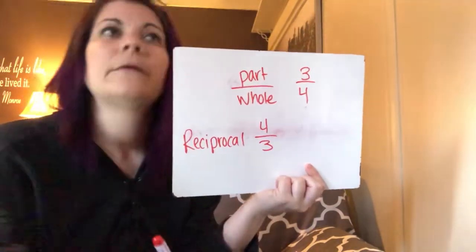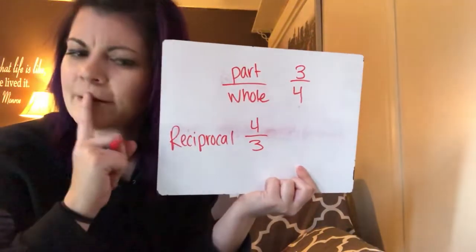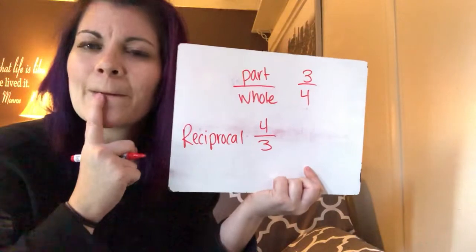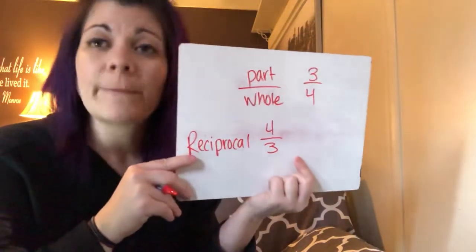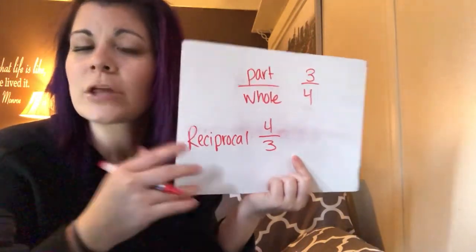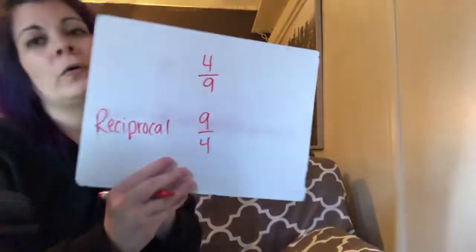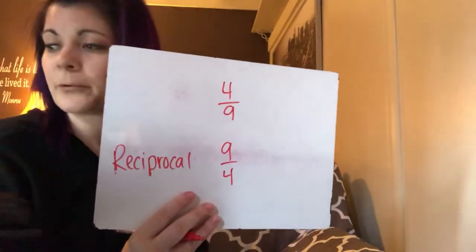So now I cut my pizza into thirds, but I ate 4 of them. So I must have had 2 of those pizzas, because if I eat 4 slices, it means I've eaten more than a whole. So I must have had 2 pizzas that were split up into 3. But remember that a reciprocal is just the flipped fraction. So the reciprocal of 4/9 is 9/4. So simple as that. That is a reciprocal.